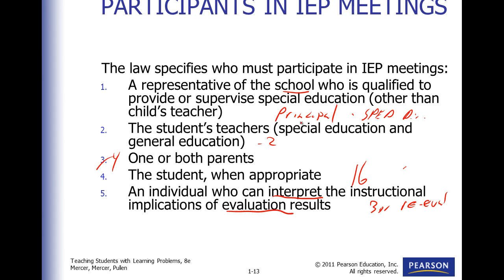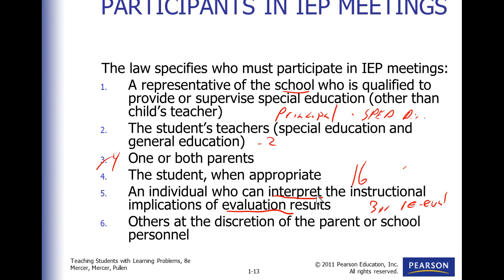Representative of the school, regular teacher, special education teacher, a parent, student if appropriate, somebody to interpret the results of the skills. And then others at the discretion of the parent or school. So 6, I'm saying 7, but you can call it 6, are the ones. And who would that be at the discretion of the parent or the school? Who would the parent or school want there?